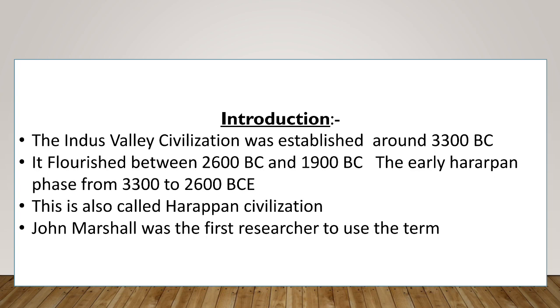Introduction. The Indus Valley civilization was established around 3300 BC. It flourished between 2600 BC and 1900 BC. The early Harappan phase from 3300 to 2600 BCE was considered. This is also called Harappan civilization. John Marshall was the first researcher to use the term Harappan civilization. So you can say that he was the father of the Harappan civilization word.